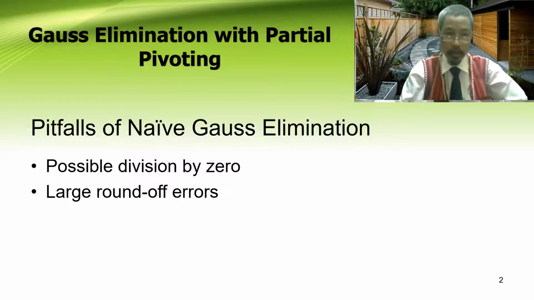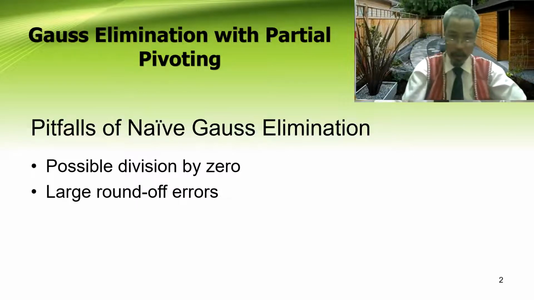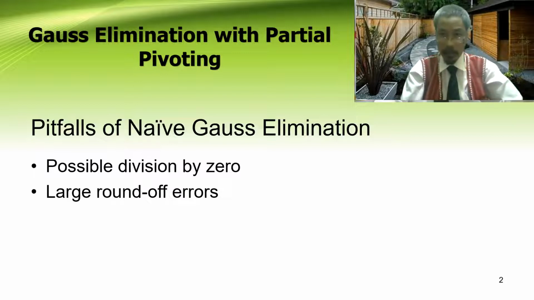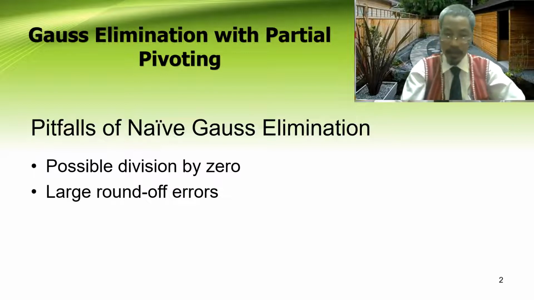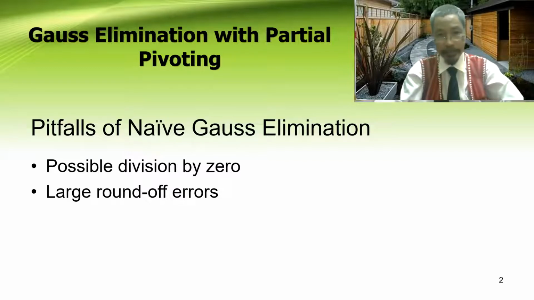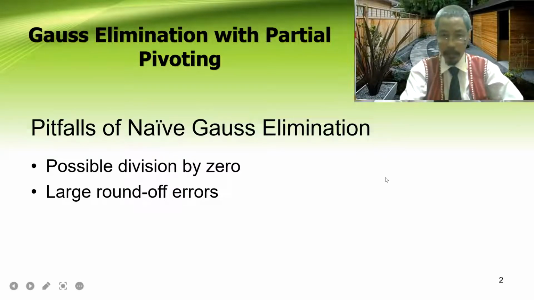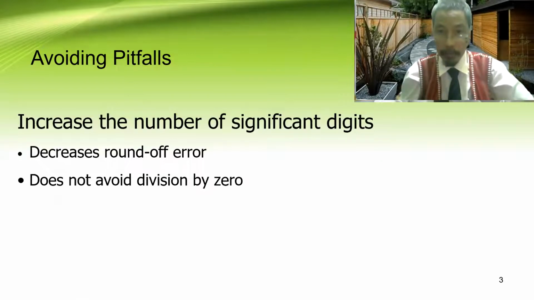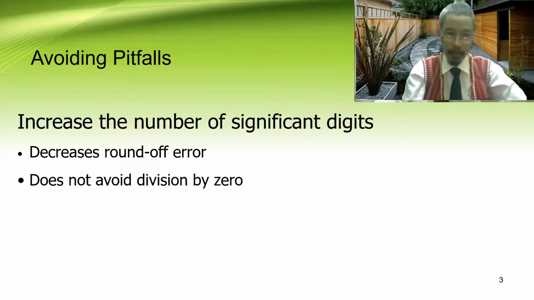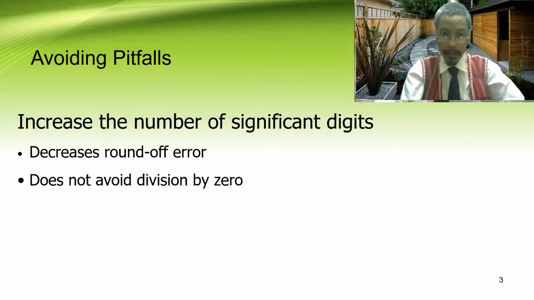That is by using Gaussian elimination with partial pivoting. The pitfalls of Gaussian elimination are possible division by zero and large round-off errors. By increasing the number of significant digits, we decrease round-off error, but it does not avoid division by zero.